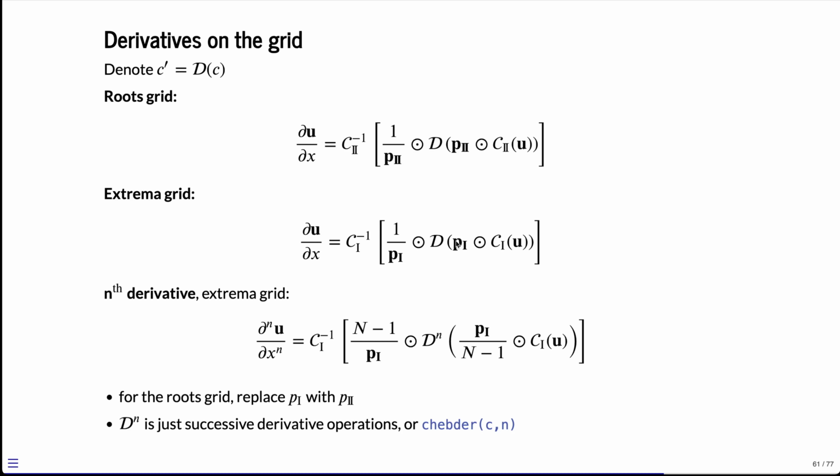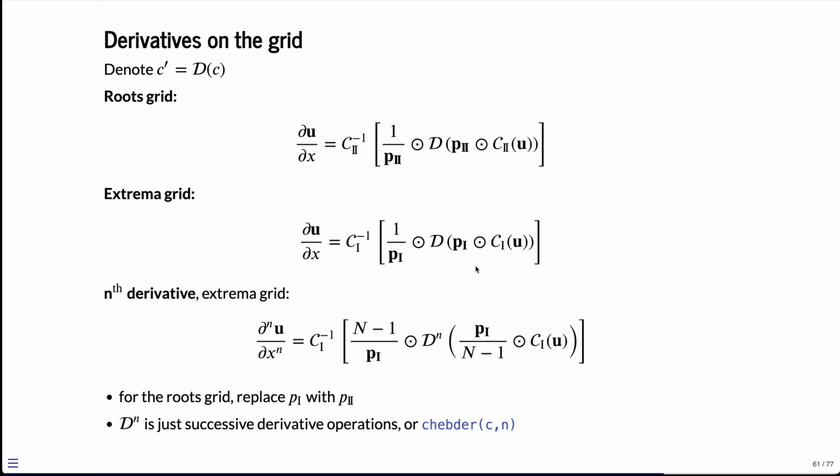On the extrema grid, it's the same thing, but we have these p coefficients are a little bit different, and we use a type 1 cosine transform instead of a type 2 transform. And the factor of n-1 and divided by n-1 is canceled in this case.